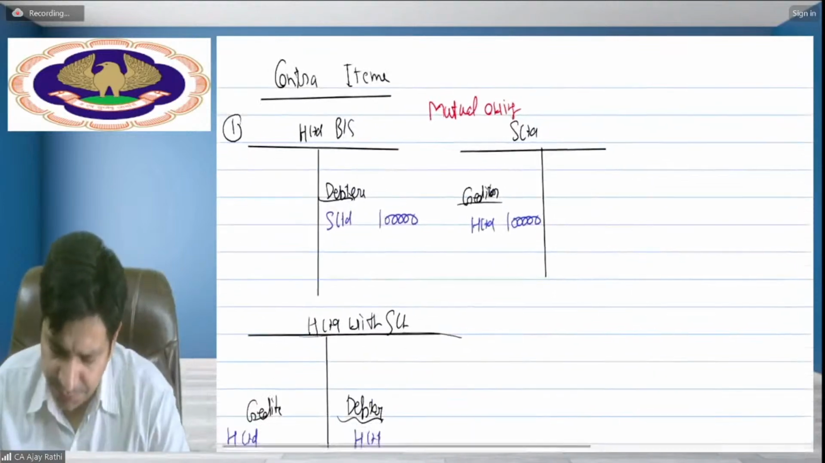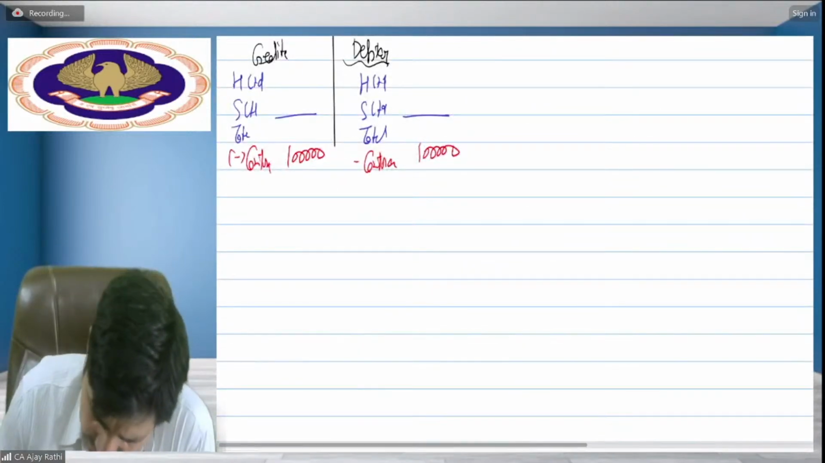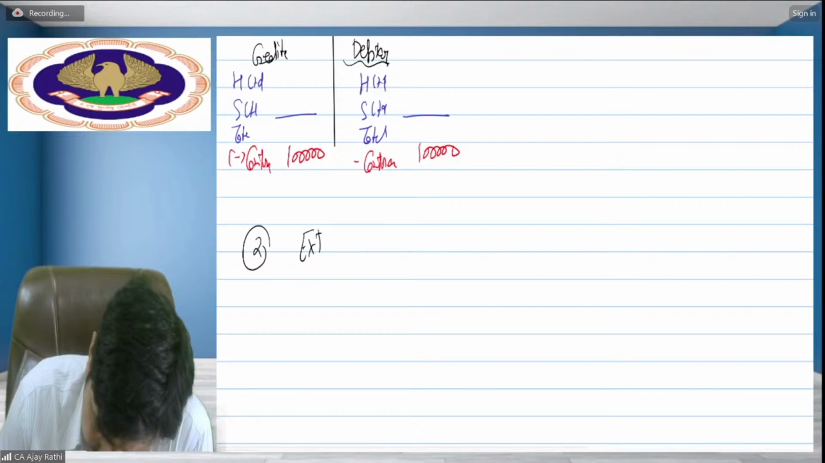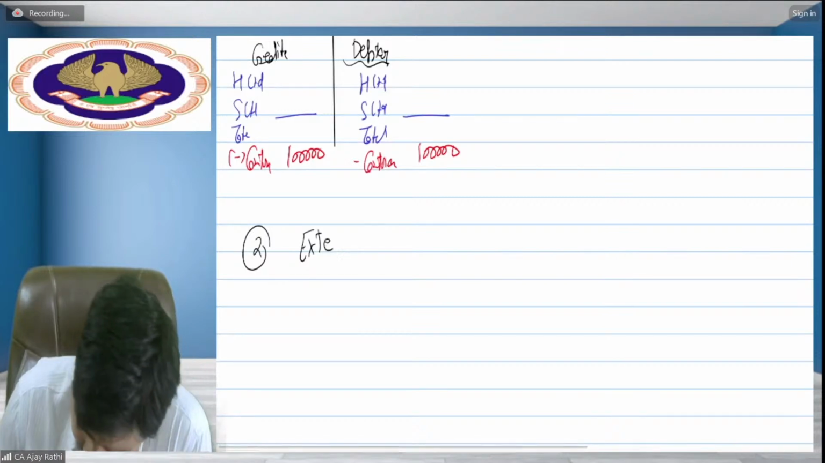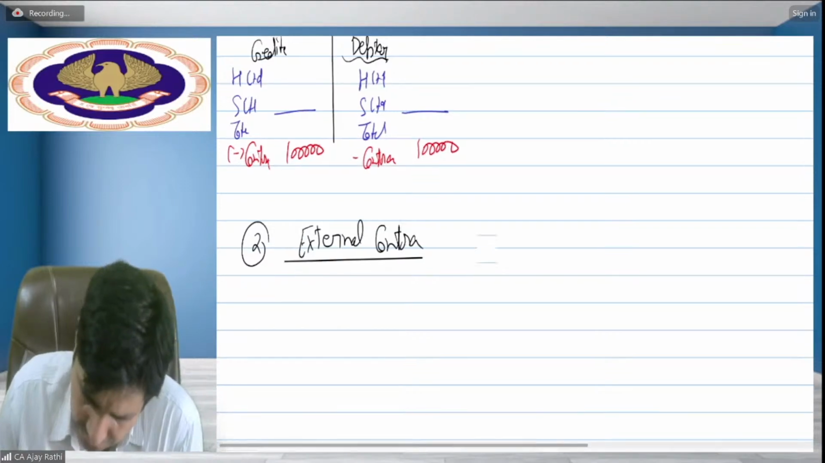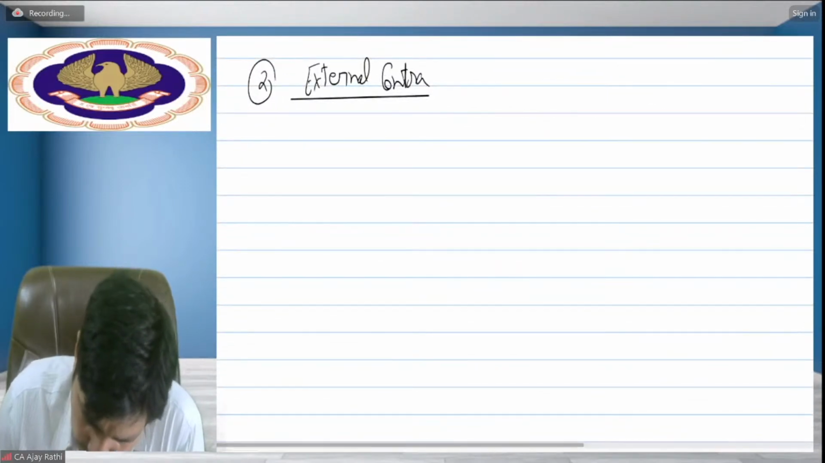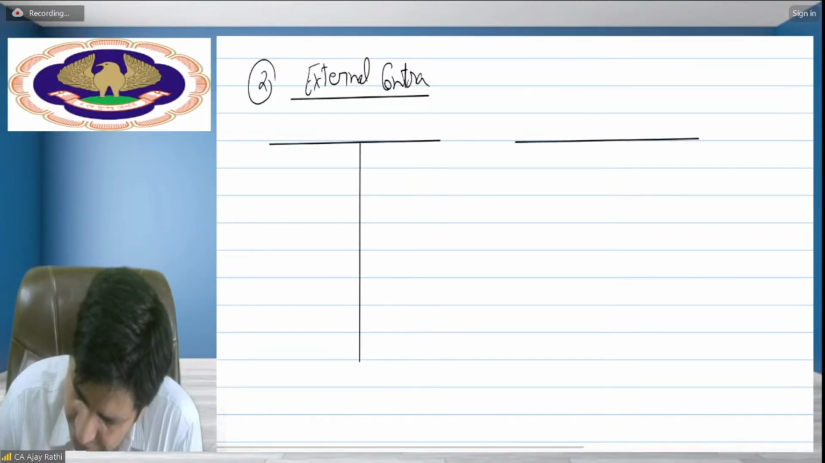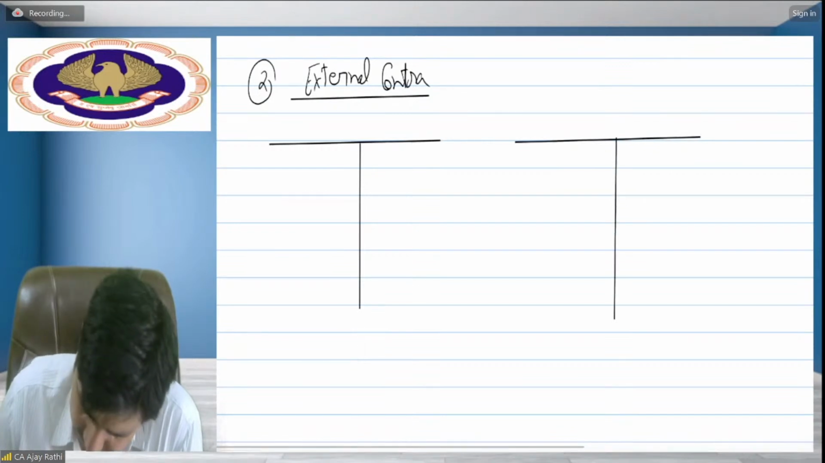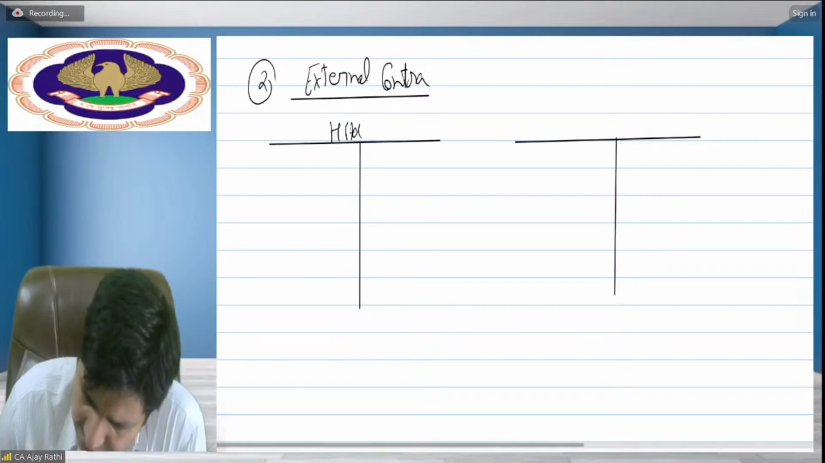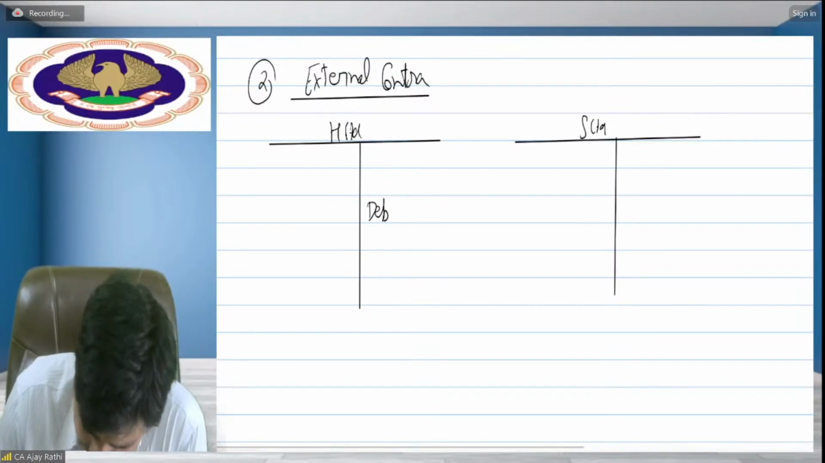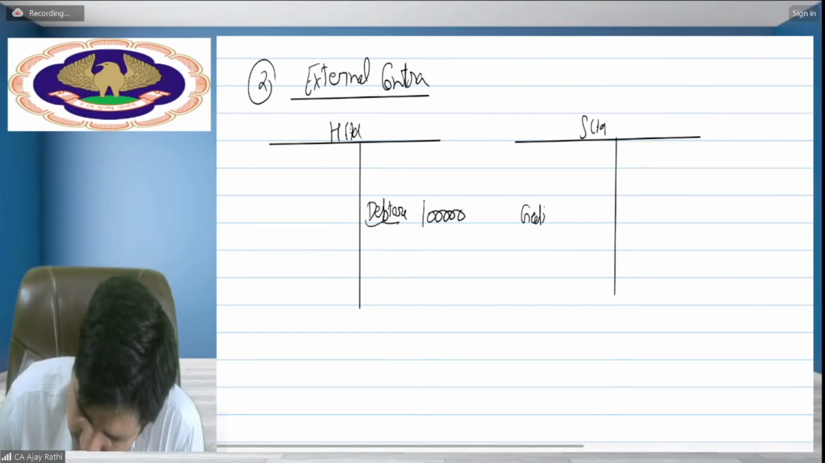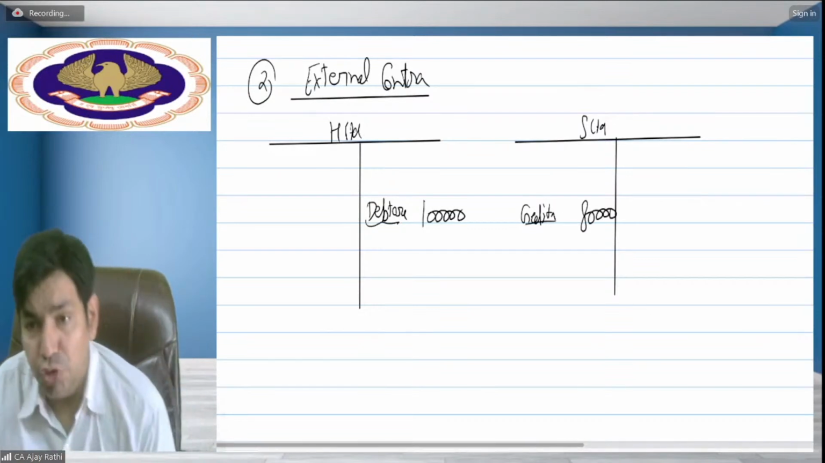Another type of contra items, give heading, second, external trust. Suppose the balance sheet of H Limited is given and the balance sheet of S Limited is also given. H Limited balance sheet, S Limited balance sheet. Beta, these are having debtors 1 lakh and creditors 80,000, but not for mutual.